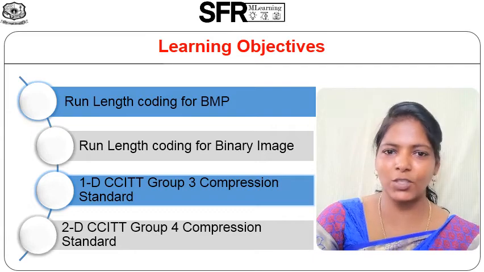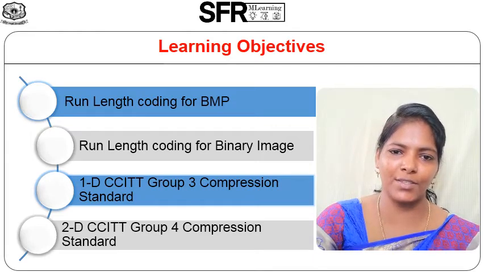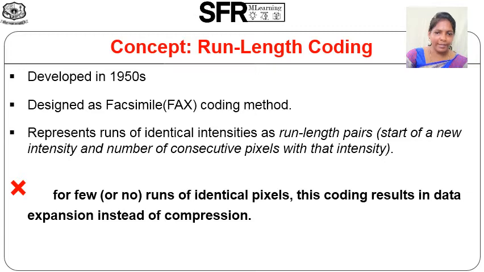This is an encoding concept that is used for compressing digital images. This method was invented in the 1950s. At that time, it was mainly used for compressing fax machine data, that is, it's known as the fax encoding method, right? So this method involves a run length pair.